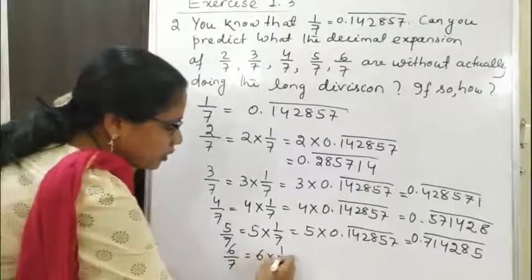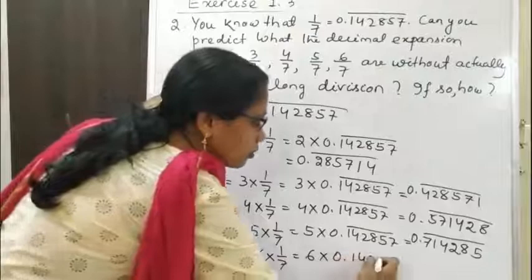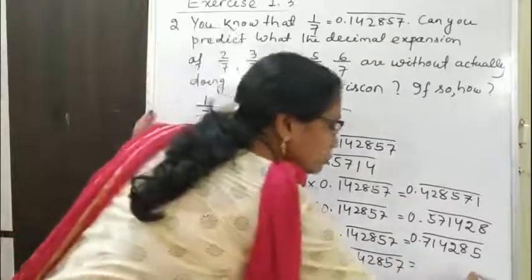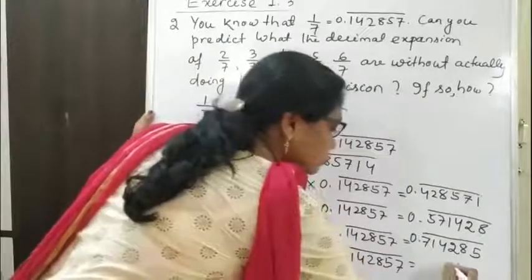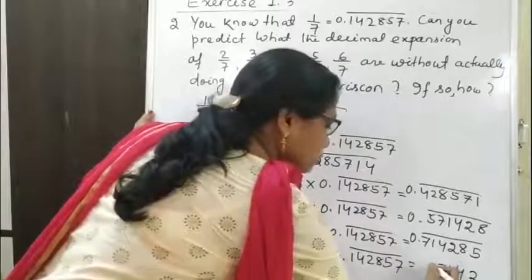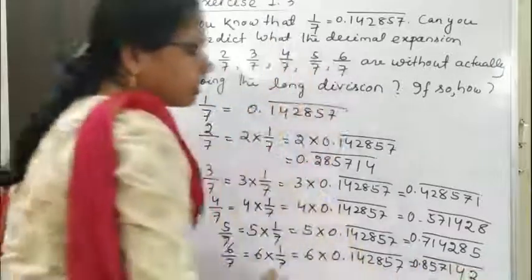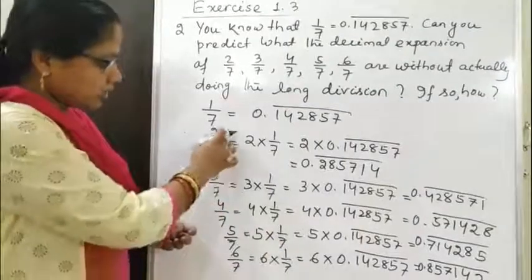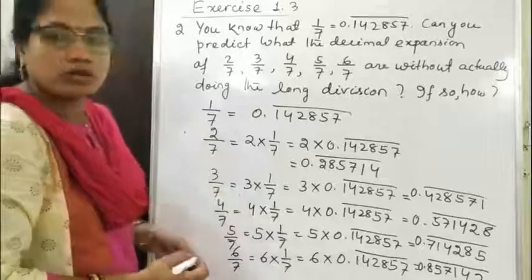Then 6 by 7. 6 multiplied with 1 by 7, 6 into 0.142857 bar. So this is equal to 0.857142. So in this way we can find what 2 by 7, 3 by 7, 4 by 7, 5 by 7 and 6 by 7 are without the long division method.